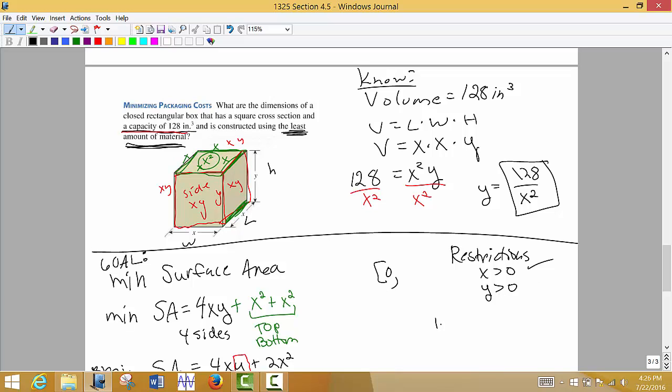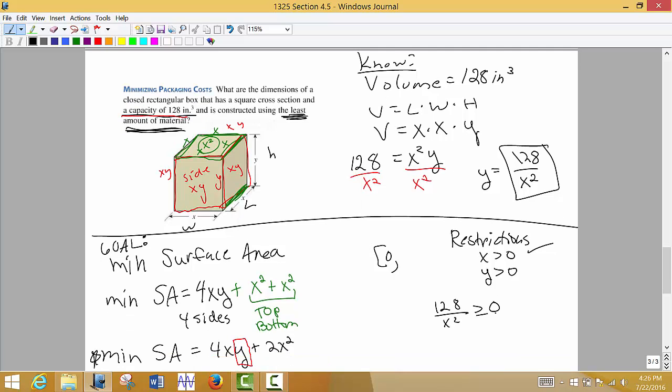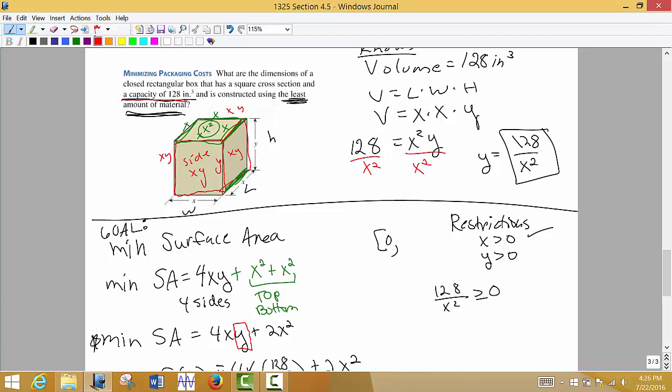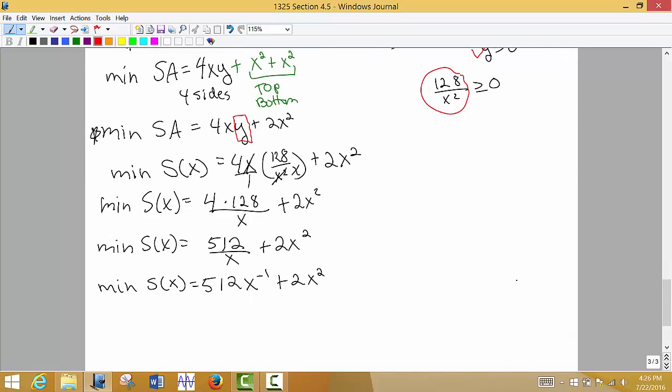For y being greater than 0, we want 128 over x squared to be greater than 0. If you think about it, this is already greater than or equal to 0. It doesn't matter what x value that you put in. If we square it, it's going to be positive, and then we have a positive divided by a positive, so this is always positive. So our restrictions are not very strict here. It says it goes from 0 to infinity to make sure that x is greater than 0 and y is also greater than 0. So I'm going to put that next to my equation.